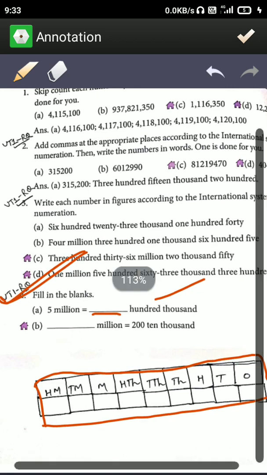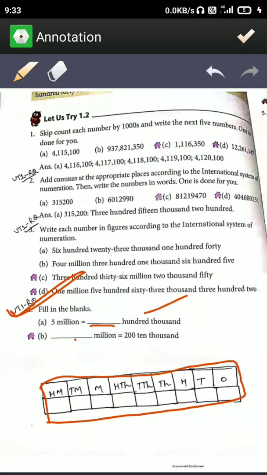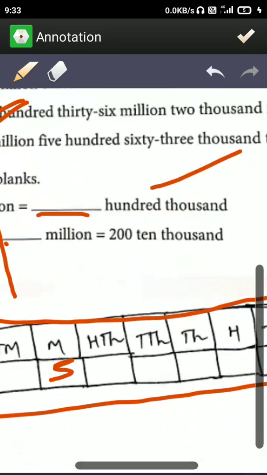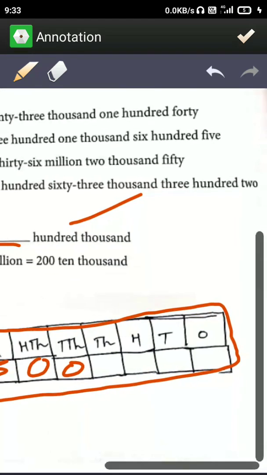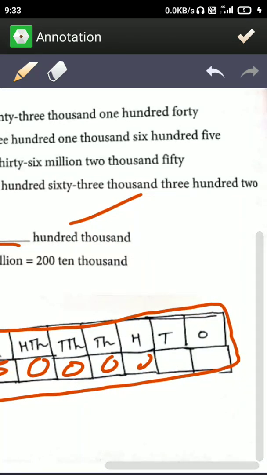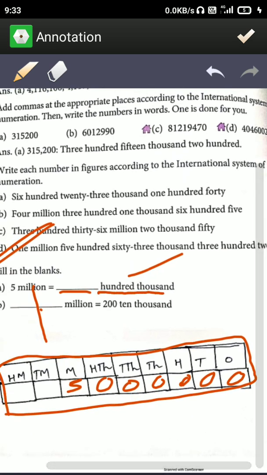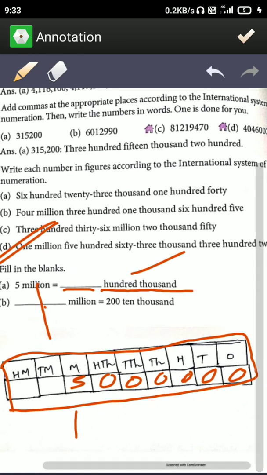So here it says 5 million. Let's place it in millions. There is no 100,000, so it will be 0. There is no 10,000, so it will be 0, and all will be 0. And we have to tell how many 100,000 it is. So see, from here to here, to 100,000, it is 50. It is 50 hundred thousands.